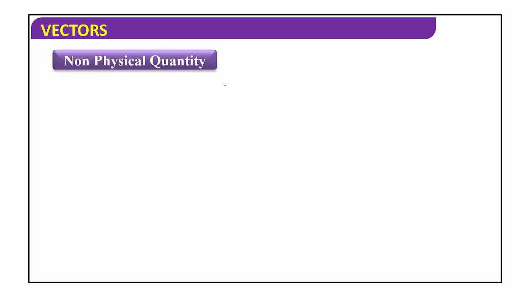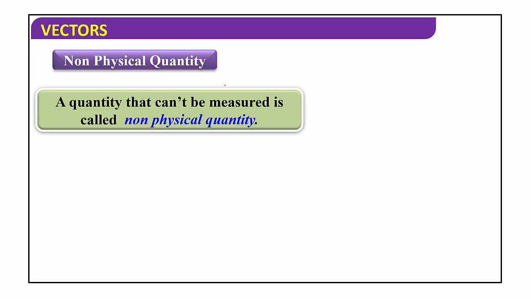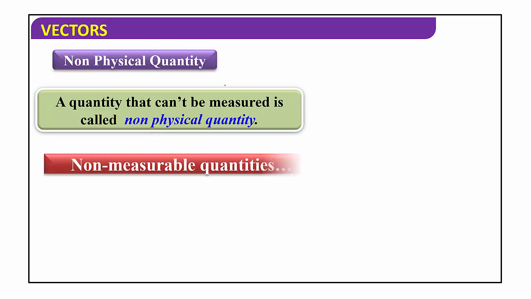Then, what is a non-physical quantity? Yes, a non-physical quantity is exactly opposite to a physical quantity. Then how to define a non-physical quantity? A quantity that cannot be measured is called a non-physical quantity. You can think about an example for a non-physical quantity. The quantity which we cannot measure. It is not possible to measure the quantity, so we are going to call it a non-physical quantity. So they are non-measurable quantities.